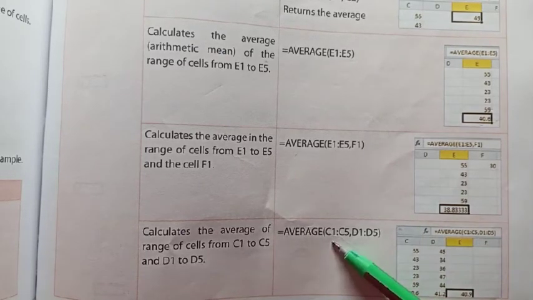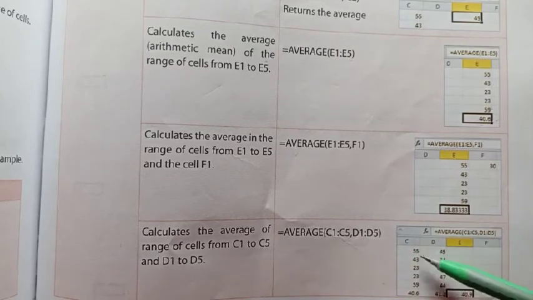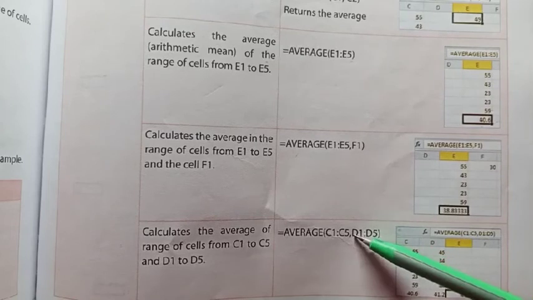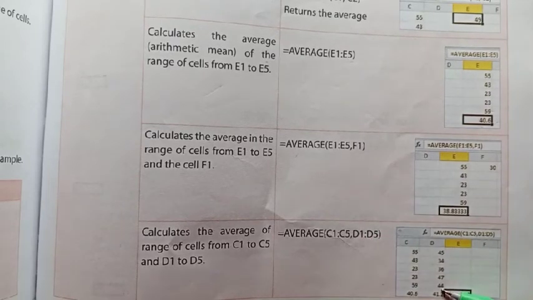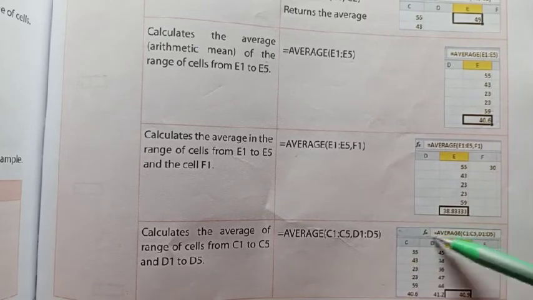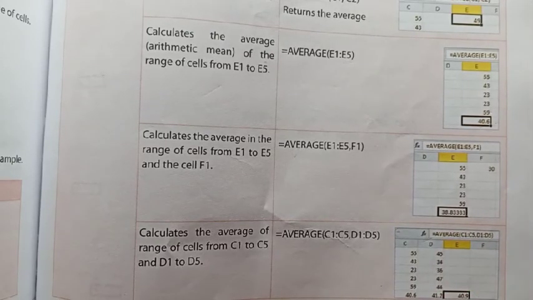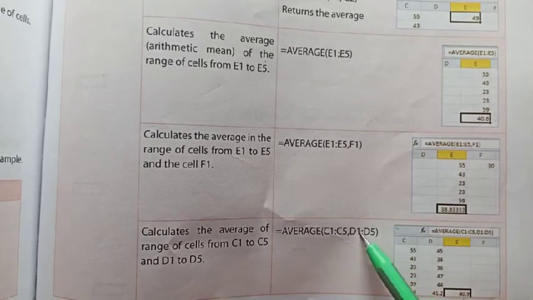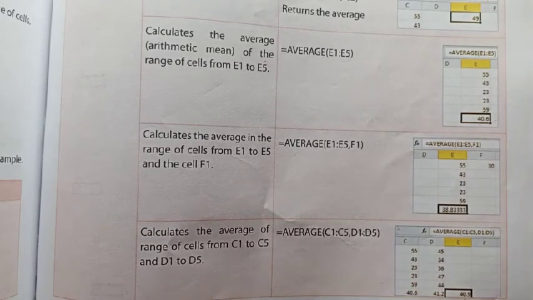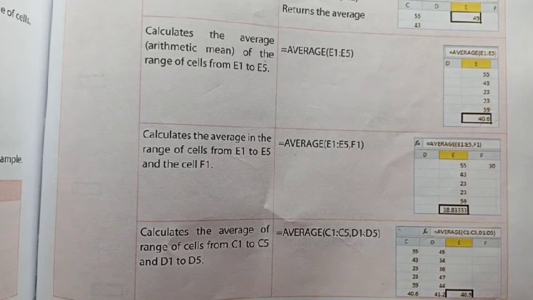Another method is that we have given C1 to C5, this one, then D1 to D5, this one. Both these column ranges are going to be added, and then the average of both will be found and shown in the cell wherever we have written the formula for the average. So this was all about the SUM and the AVERAGE. In the next video we will be discussing the other functions and formulas.